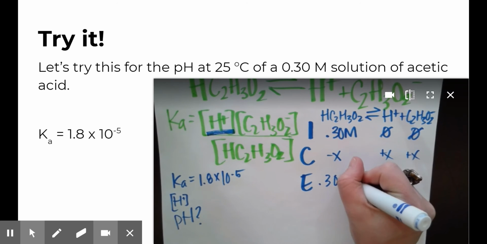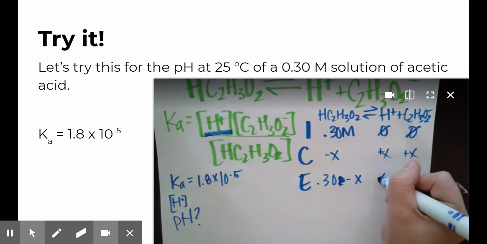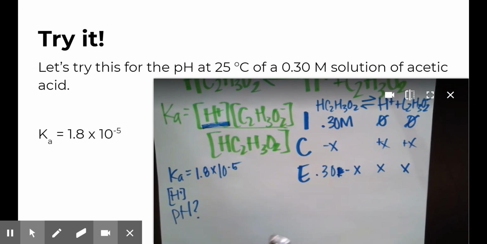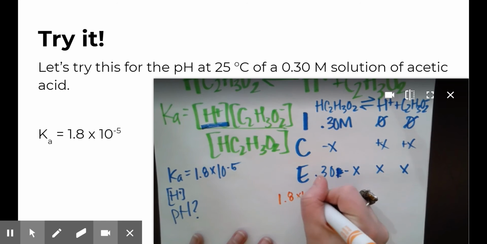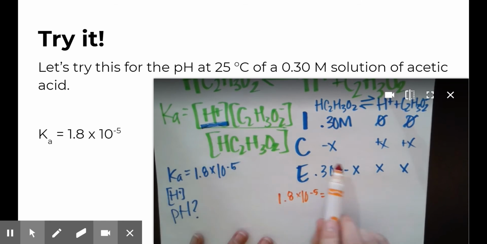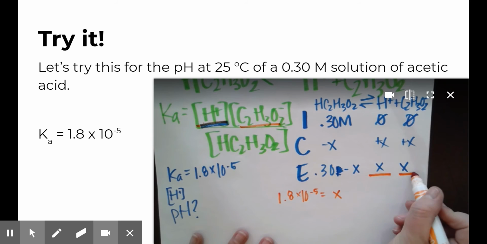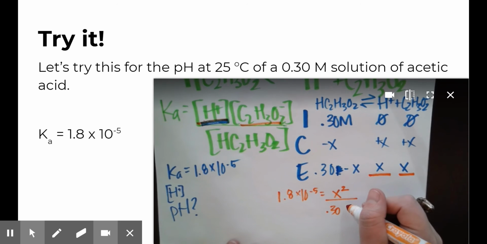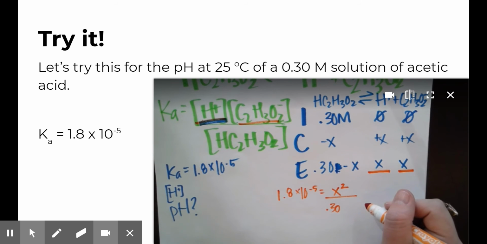So here we go. We get 0.30 minus X, X, and X. So let's plug these values back in up here. Ka is 1.8 times 10 to the negative fifth, which is going to be equal to our hydrogen ion concentration, X, times acetate ion concentration, also X, so X squared on the top, divided by 0.30 minus X. Now, if we have X in the denominator, we are going to have to use the quadratic equation to solve for X. That sounds super annoying.